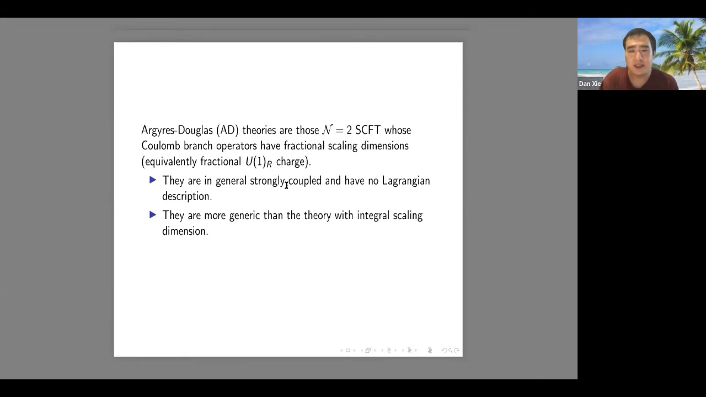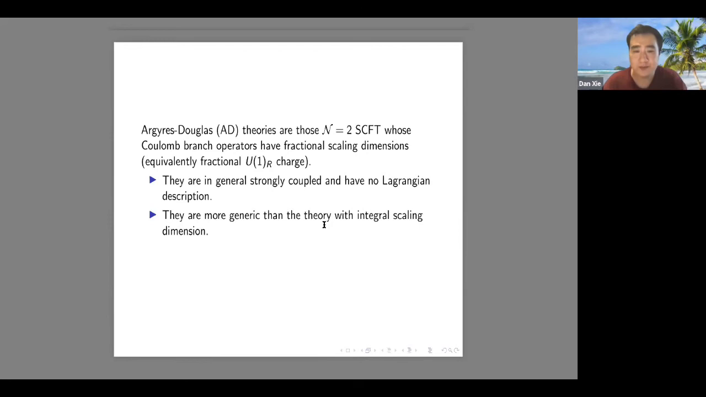And these theories are in general strongly coupled and have no Lagrangian description, which means one probably cannot study them using conventional perturbation theory. But on the other hand, these theories are a lot more generic than the theories with integral scaling dimension, since, obviously, the set of rational numbers is bigger than the set of integers.